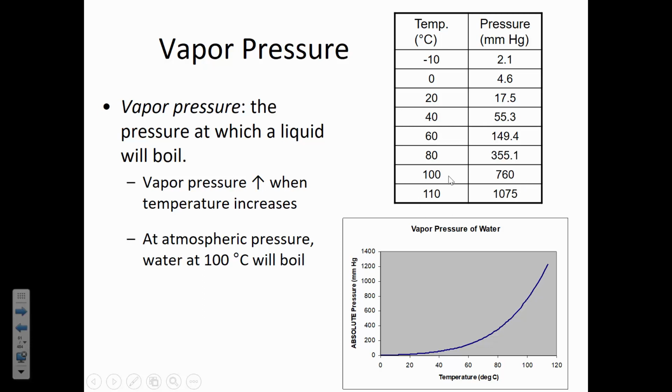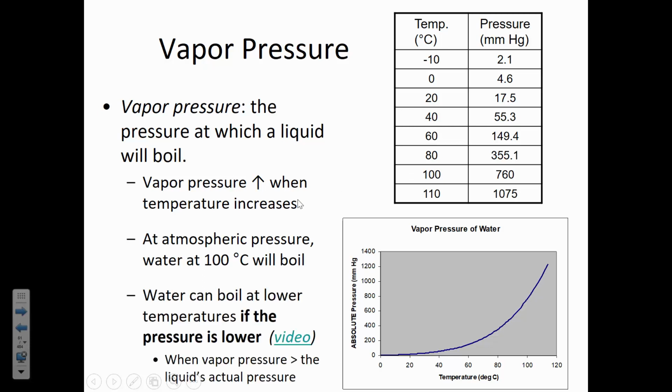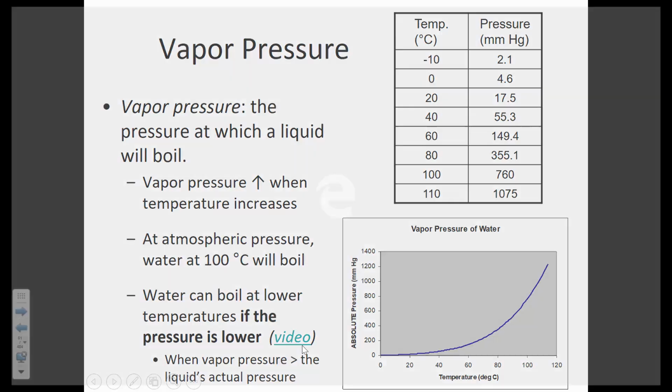And you can get water above 100 degrees Celsius if you confine it, like in a pipe. If it doesn't have the ability to evaporate, then you can have so-called superheated steam or water that's above 100 degrees Celsius. But we have this interesting case where you can boil water at lower temperatures if the pressure is lower than atmospheric. So let's take a look at this video just to illustrate the effect of boiling water at a reduced temperature.